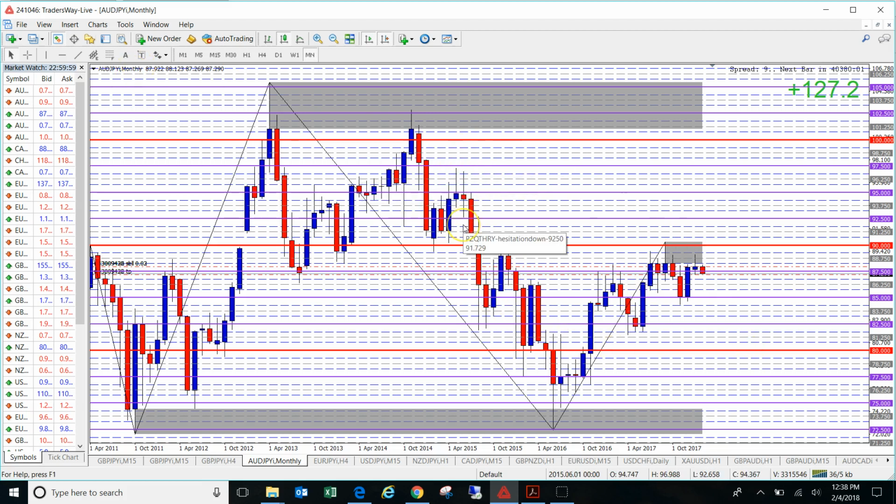Things like that. I still haven't really figured out how those play out, the hesitation zones, but I've just been kind of watching price action and still learning that. But I do understand the quarter points.